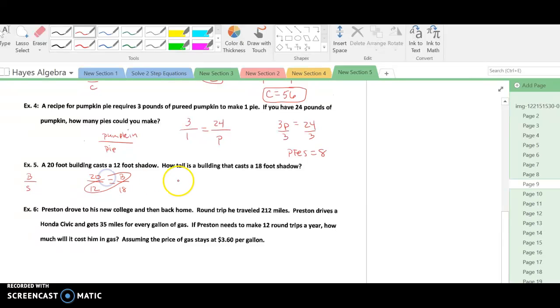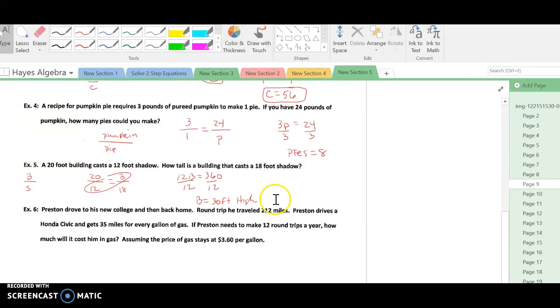So I'll cross multiply this way. 12b equals 20 times 18, which is 360. And then when I divide by 12, the building is 30 feet high.